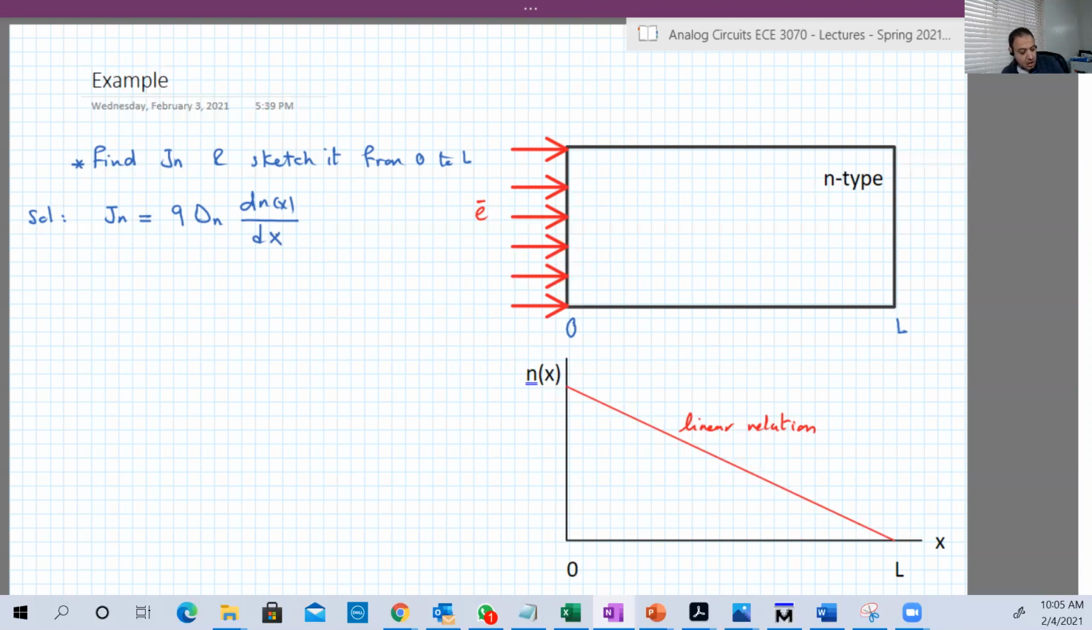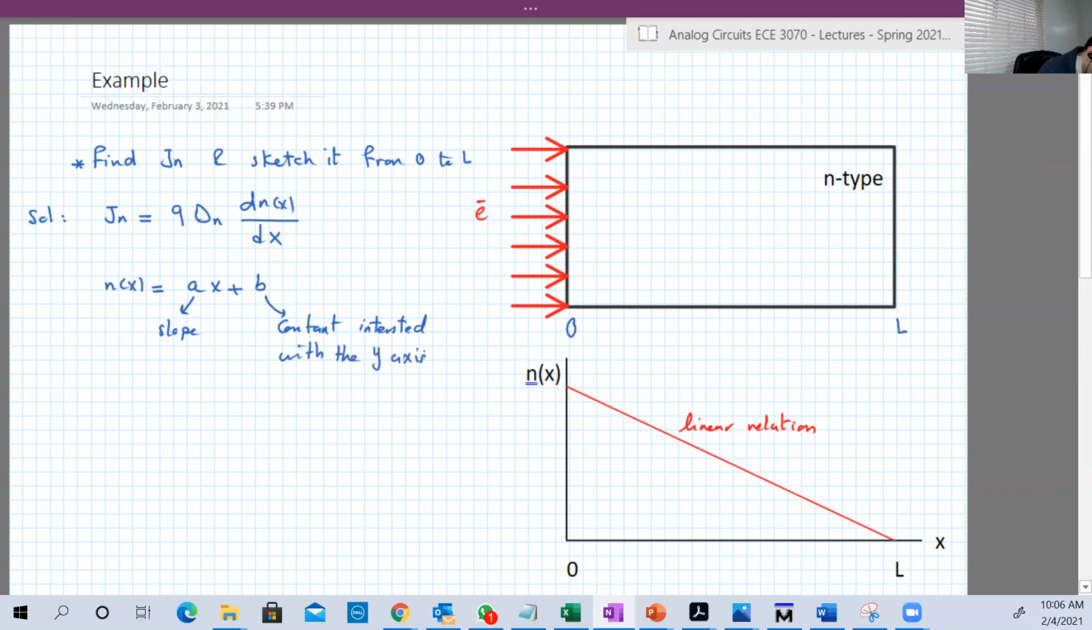So dn of x by dx, we should first get the relation, then we find the slope. So n of x as a function, basically it's a linear function. So it's ax plus b. So this is the slope. This is the constant intersected with the y-axis.